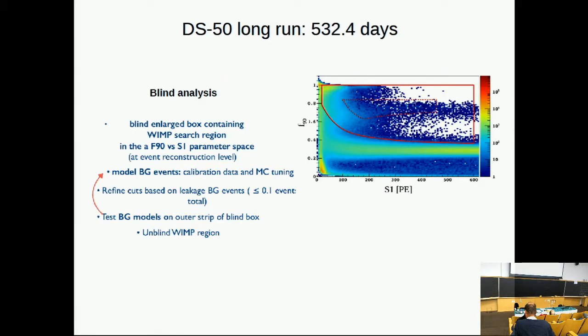So DarkSide-50 took a long run, 532 days, and it was a blind analysis. All the data in this F90 versus S1 region, this big red box, was blinded in terms of F90. Then you build your model, and then you define the region where you want to finally count and put the limit on, which is the dashed line, and then you put a limit.